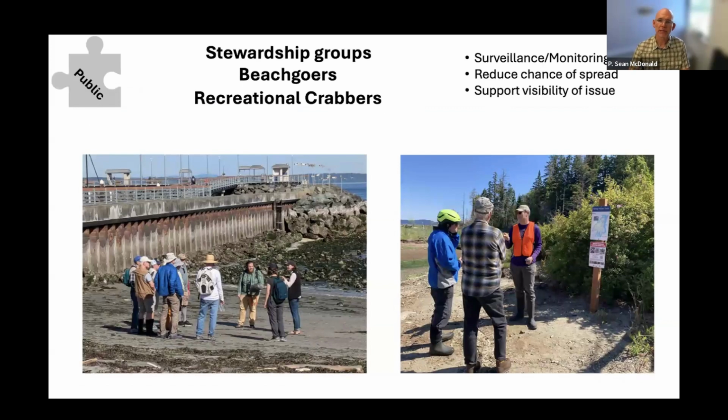As I mentioned, in both BC and Washington, surveillance and monitoring are really enhanced by a vigilant public. And so Washington Department of Fish and Wildlife, Washington Sea Grant, and DFO work extensively to educate the public about the threat of green crab and to provide resources and opportunities for action as well. And just a couple of pictures highlighting some of that work in progress.